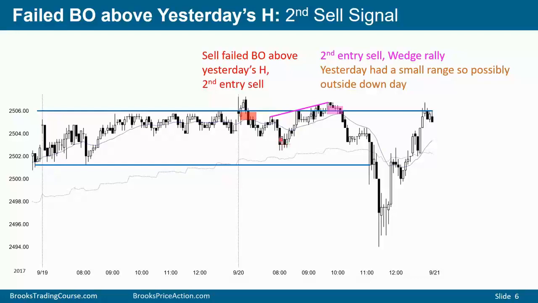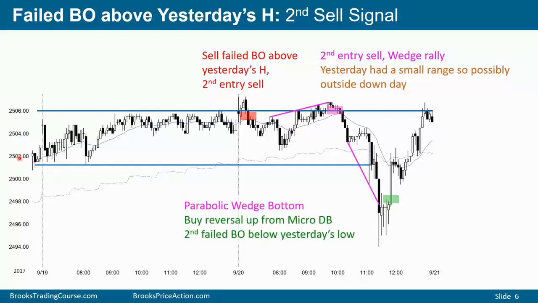If traders did get out down here, or for any reason if they went long here, they're going to get out below this bear bar for a wedge, 1, 2, 3 reversals down, or below this bear bar as well, especially since it never went above the stop for that original sell. Parabolic wedge bottom, and a second entry buy for a failed breakout below yesterday's low.